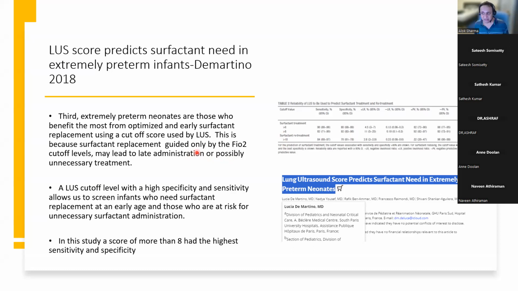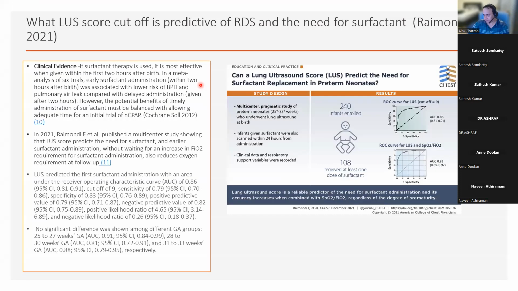Now, the question is, has this been validated in other studies? Because these are both single center studies done in the same unit. The multi-center study was done by Raimondi, and they came to a very similar conclusion. More or less what they demonstrated in all three of these studies is that the use of lung ultrasound scores and their predictive value for RDS, as well as for the use of surfactant, is very accurate. A cutoff of 9 or above had a sensitivity of about 0.8 with a specificity of about 0.83.